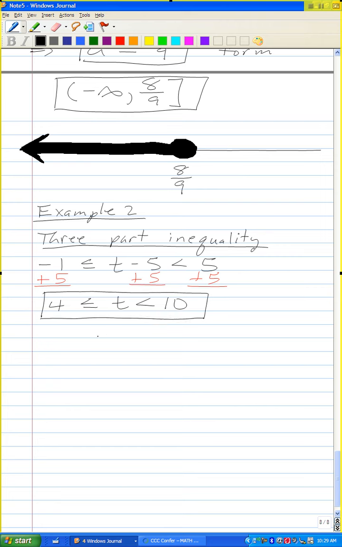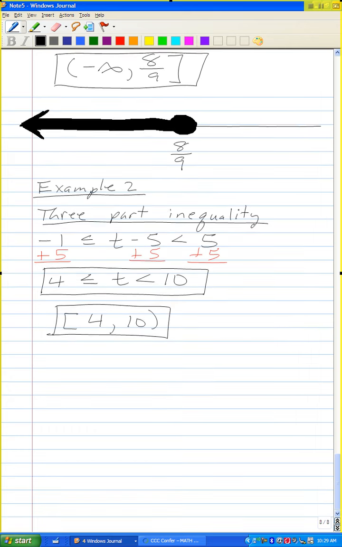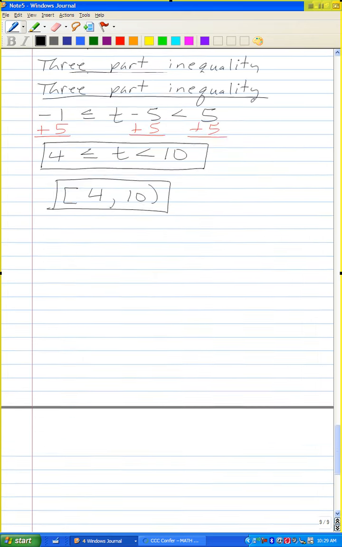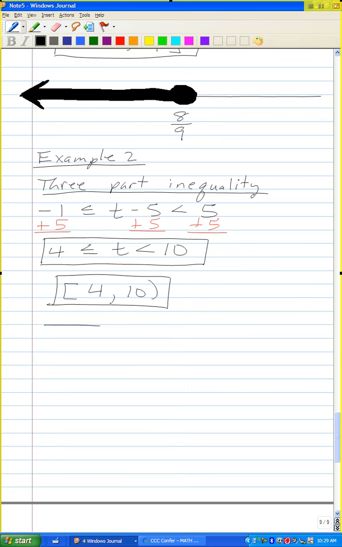And so this would be the half open, half closed interval. It would be all values of t between 4 and 10. It would include the 4, but it would not include the 10. And it would include everything in between.